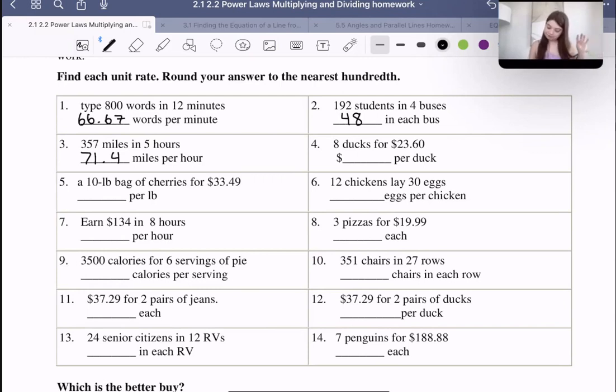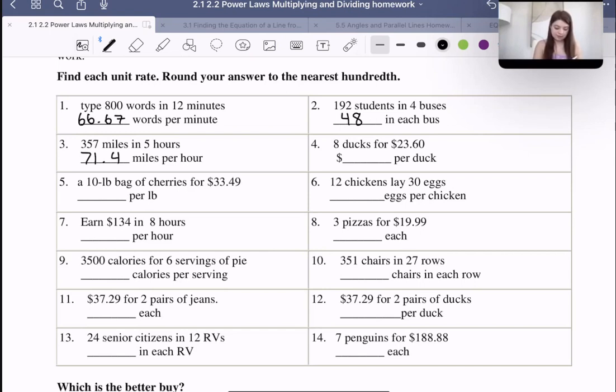Okay. Number 4, 8 ducks for $23.60. How many dollars per one duck? And again, we're assuming we didn't get a discount because we bought more ducks, which actually might be the more realistic thing to believe, but we're going to assume that each duck cost the same amount and that there was no discount because we bought 8.